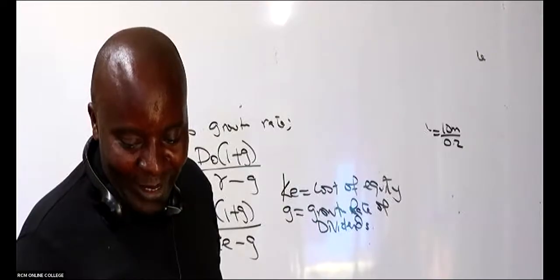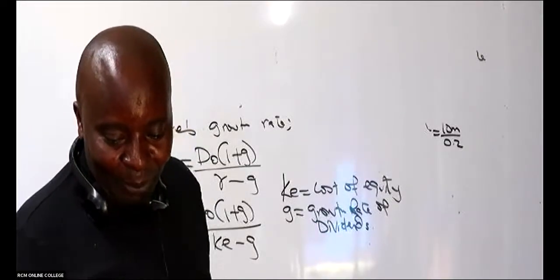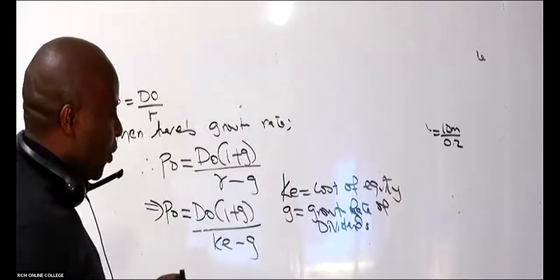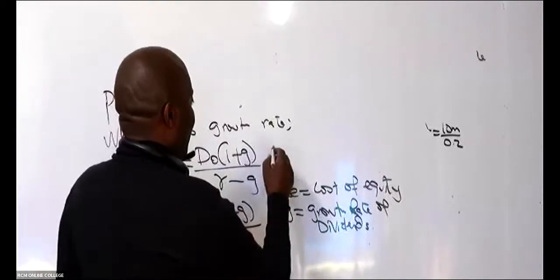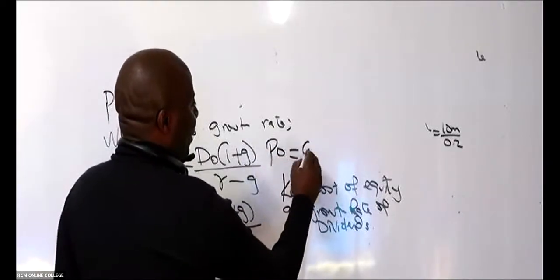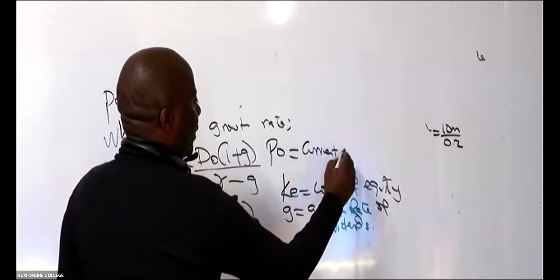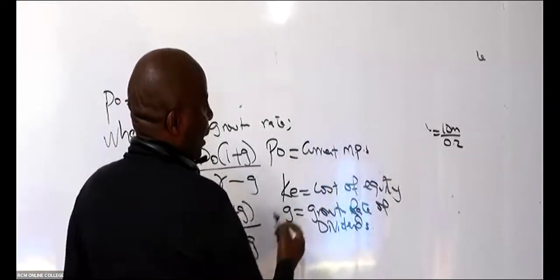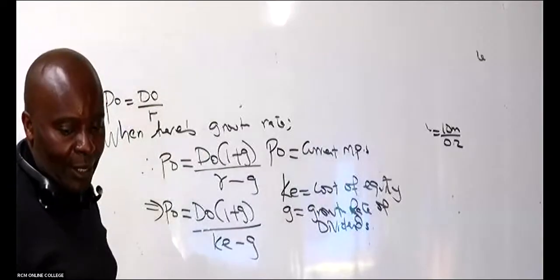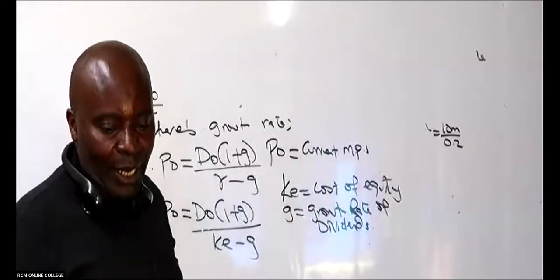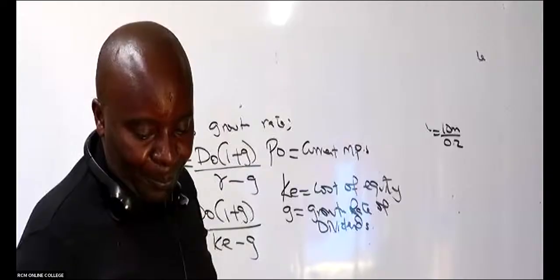Are you asking about PO? PO is the current market price per share. Current market price per share. I had introduced it. Yes, current market price per share.